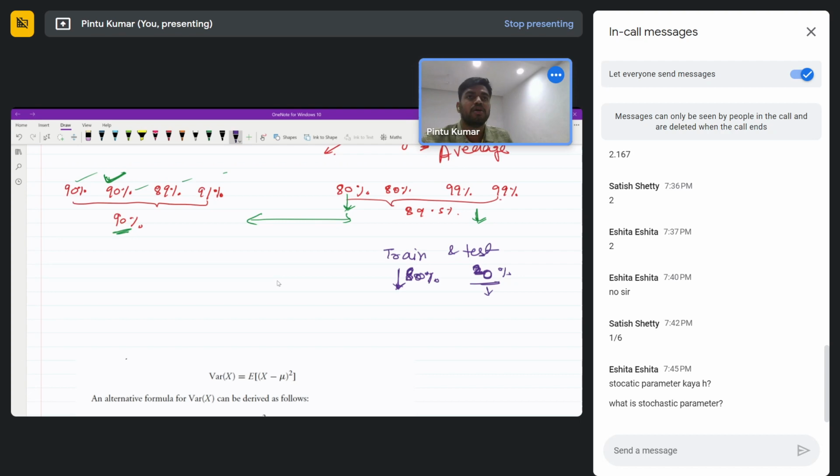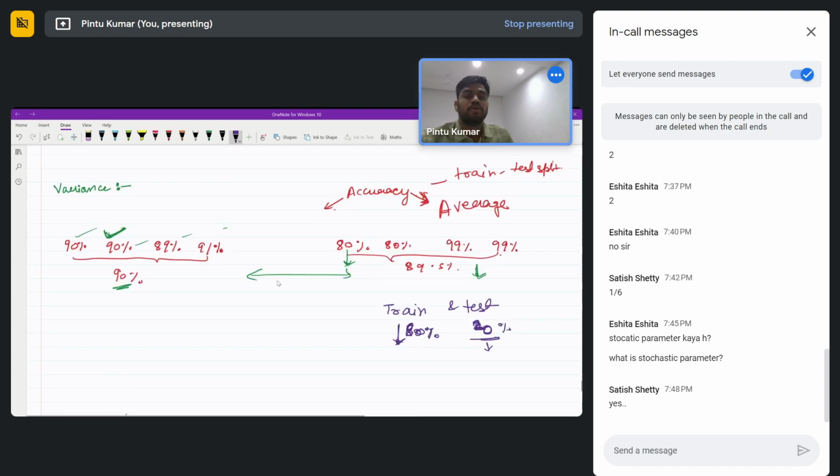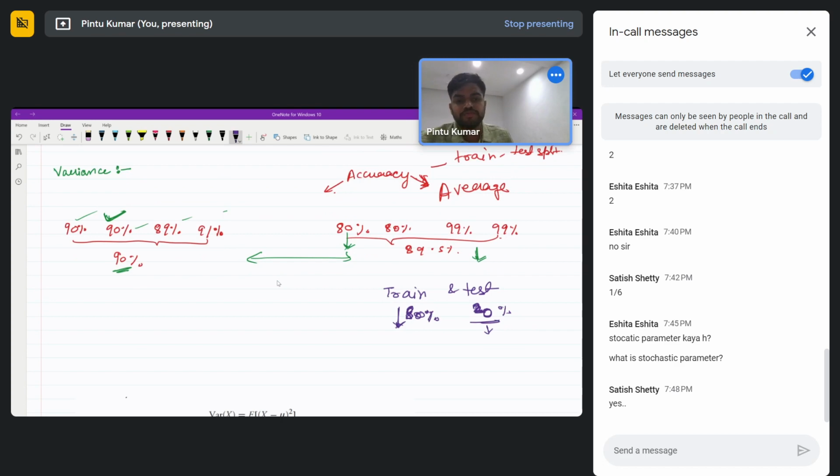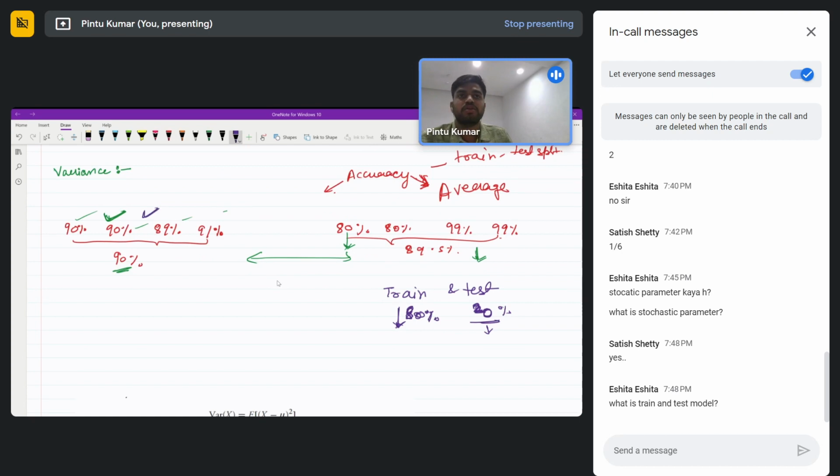I hope so. Okay. So, yeah. Okay. So the first model, Ishita, train and test are not models, but part of your data set.